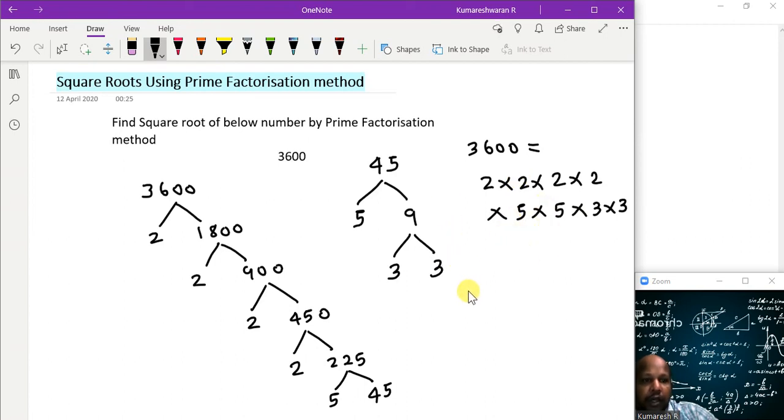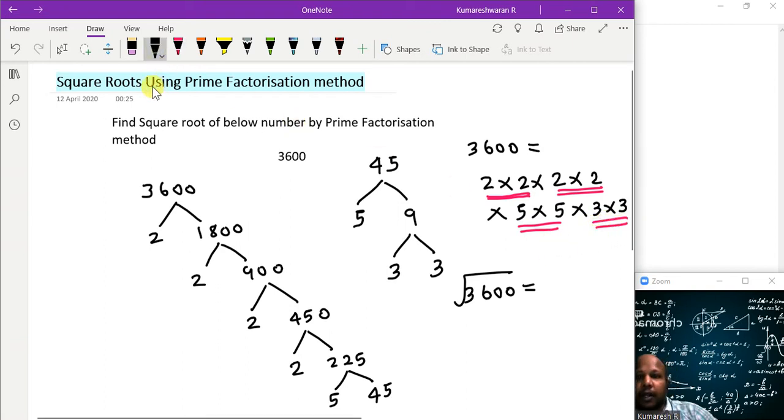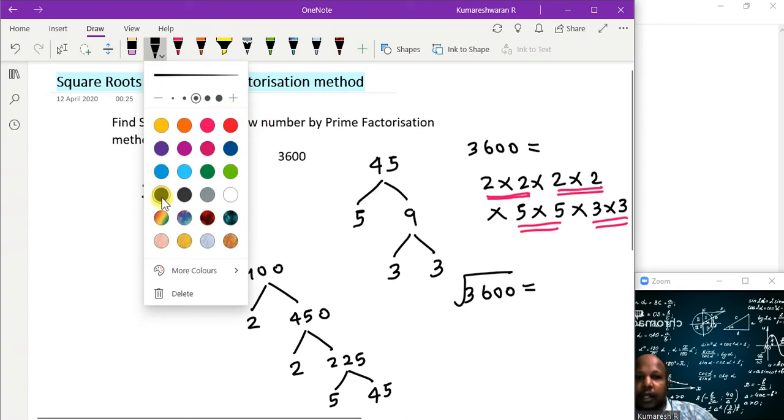Now, how to find the square root? The square root can easily be obtained by grouping the numbers in pairs. If you observe keenly, I have a pair of 2's, another pair of 2's, another pair of 5's, and another pair of 3's. I'm going to take only one number from each pair.